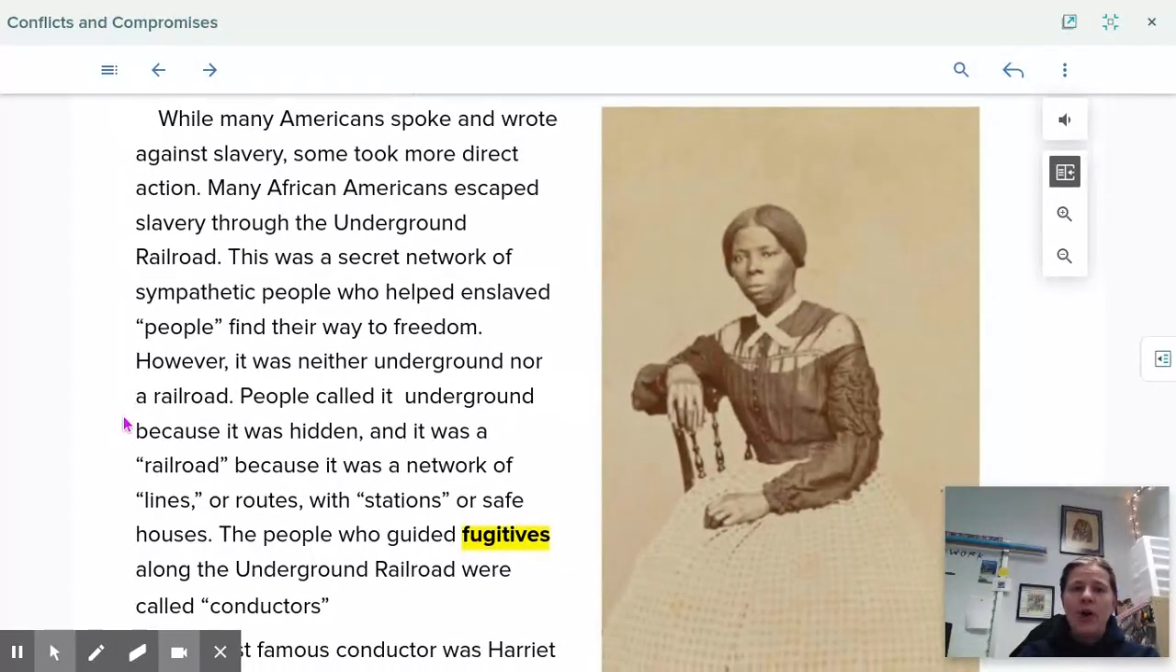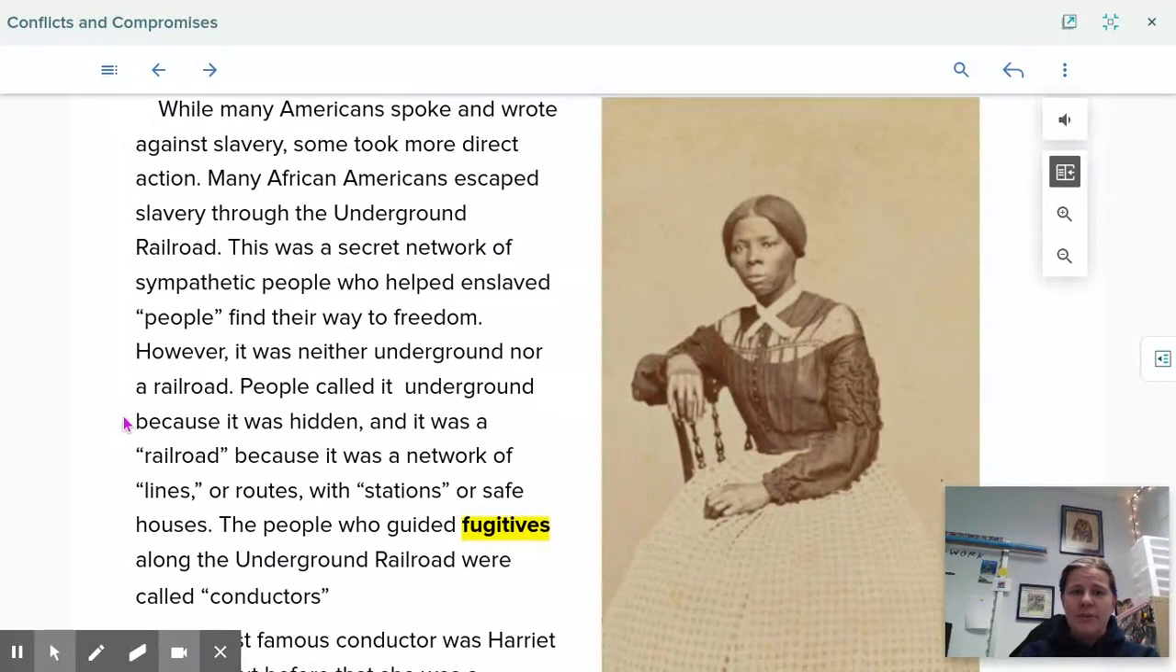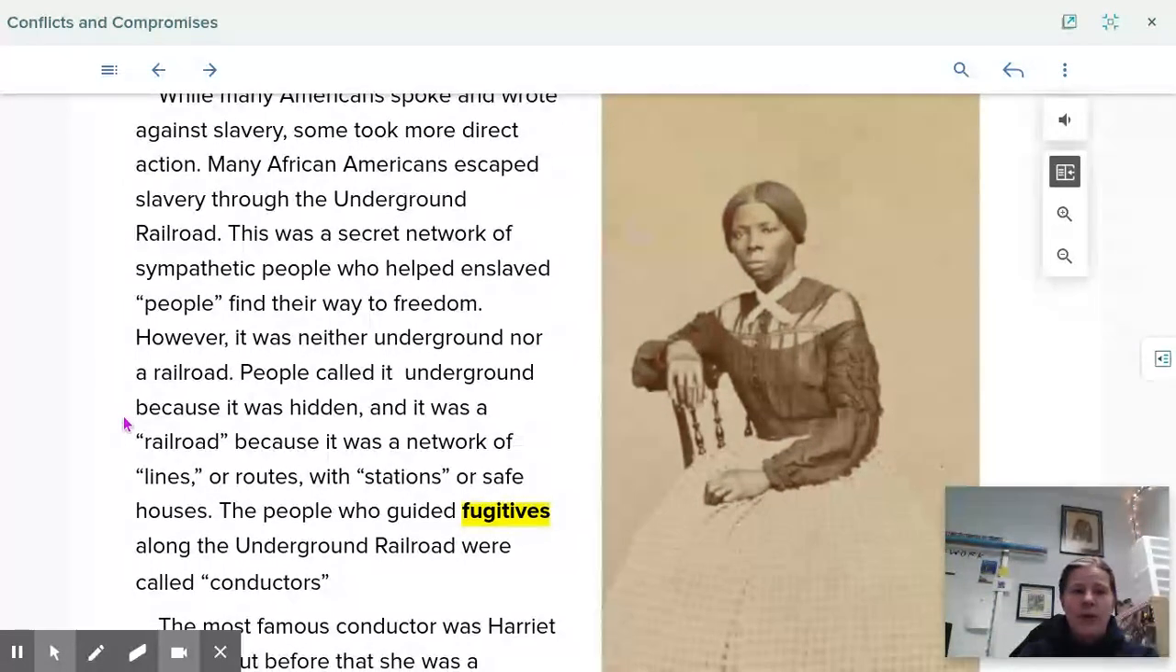People called it underground because it was hidden, and it was a railroad because it was a network of lines or routes with stations or safe houses. The people who guided fugitives along the Underground Railroad were called conductors. So, again, the fugitives would be your escaped slaves trying to escape slavery.